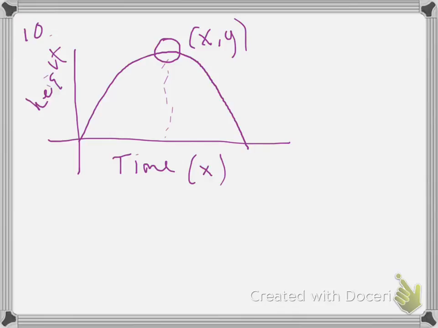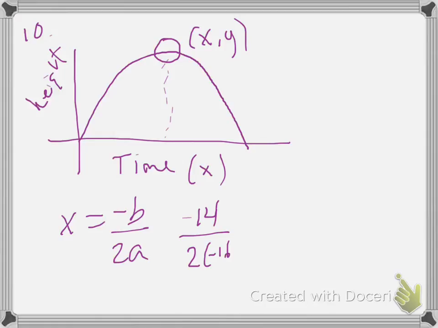So you're going to use the formula x equals negative b over 2a. And you're going to plug those in from the equation that they gave you. In the equation, they told you it was h equals negative 16t squared plus 14t plus 2. So you know that b is 14. So if I plug that in, I get negative 14 over 2 times a, and a was negative 16. So if I solve that, I get 7/16. So it took 7/16 of a second to reach the highest point.